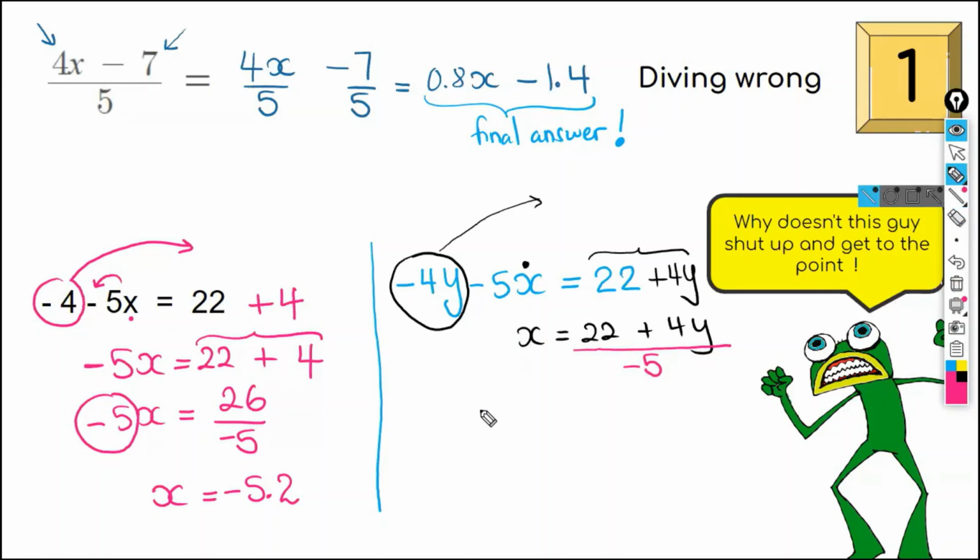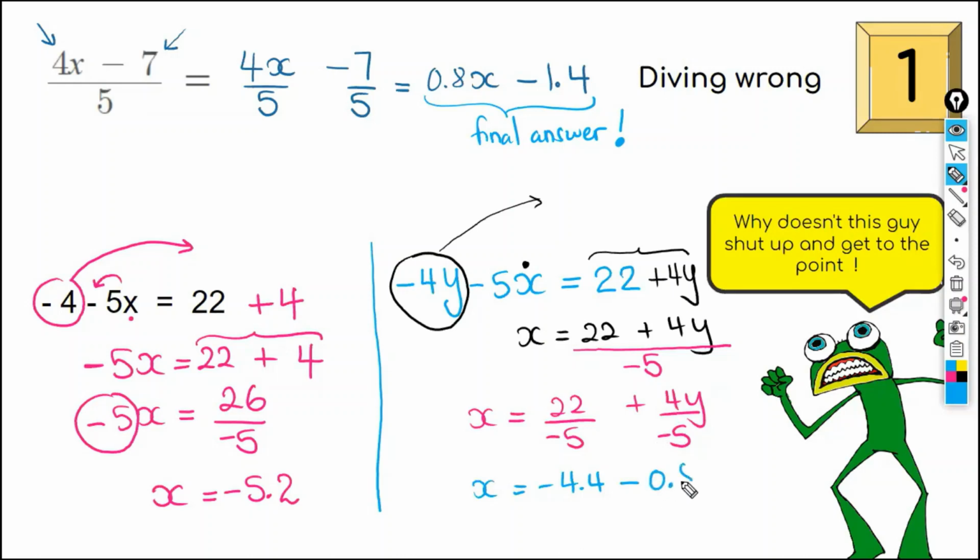But if you want to separate it, remember, this means everyone on top at the same point in time, both of them get divided by minus 5. And if you decide to simplify it, you say 22 divided by minus 5 is minus 4.4. Positive 4 divided by minus 5 is negative 0.8y. And you cannot squish these two together because one has a y and the other doesn't.